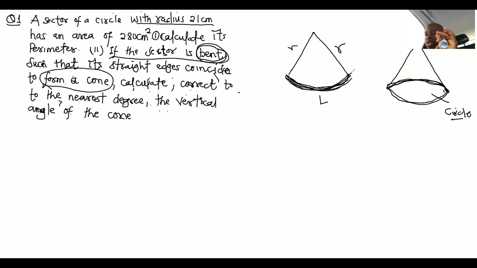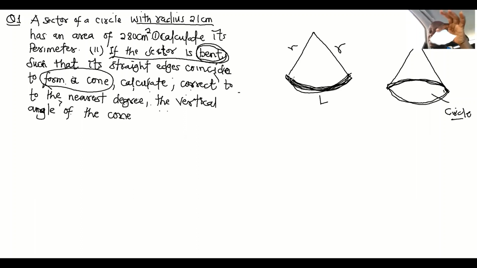See that this is the arc that formed the circle. So if I fold it back, see it, the arc formed this circle. So look at it now. If I unfold it, you have this one back.